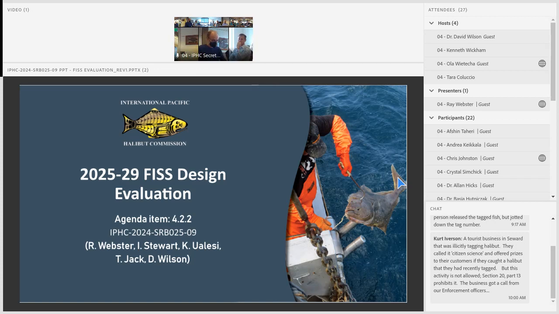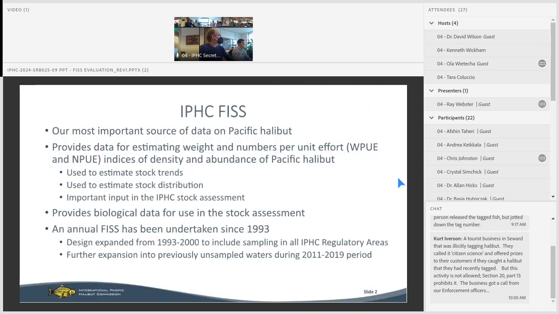So I'll start by doing the usual review, but I'll try to move quickly because, as I said, most of this was presented back in June. And you heard about this yesterday from Ian and Ellen as well, about the FIS. So we use the FIS for estimating stock trends, distribution, and getting data for the assessment. We've had an annual FIS since 1993, expanded over the early years, and again over more recent years.